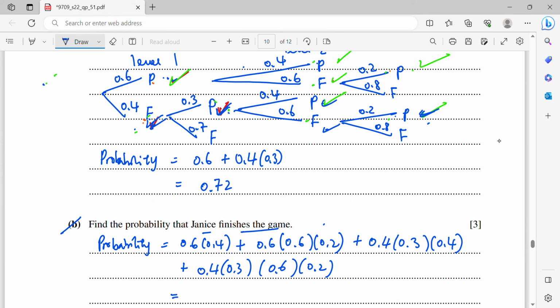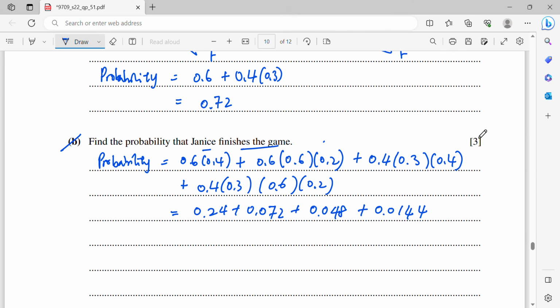Alright, so when you calculate each of these, it will be 0.24 plus 0.072 plus 0.048 plus 0.0144. So at last you will get 0.3744, and now you round up to 3 significant figures to get 0.374. Okay?